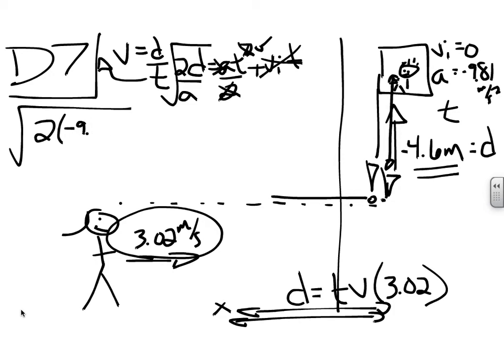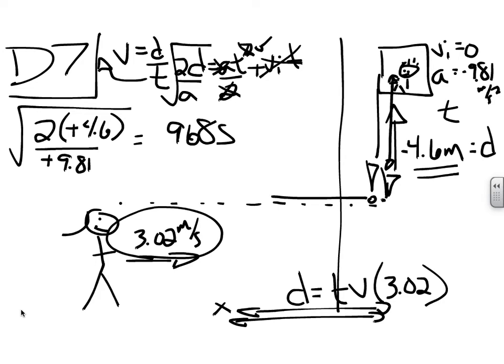So we're going to have the square root of 2 times the d, which was negative 4.6, over the a, which was negative 9.81. Sorry, the d's on top; I can't read my own writing. And again, these negatives will cancel out, which is a good thing underneath the radical. Plugging all those numbers into the calculator, we get 0.968 seconds. So it's going to fall for almost a second.